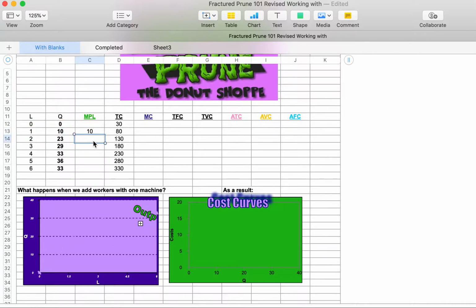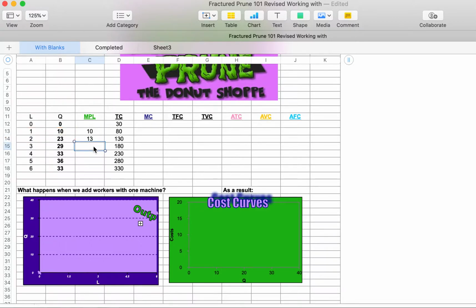Now let me do this again, just for good measure. Let me move this out of the way so you can see what's going on here better. When a second worker comes in, the total output rises to 23. So my change in output is now this cell, or 23, minus what it used to be, which was 10, and that's what's in this cell. And that is over my new number of workers, this cell, 2, minus my old number of workers, which was just the 1 that's in this cell. So I can do it like that and hit enter. And the marginal productivity of labor of the second worker is 13 units.